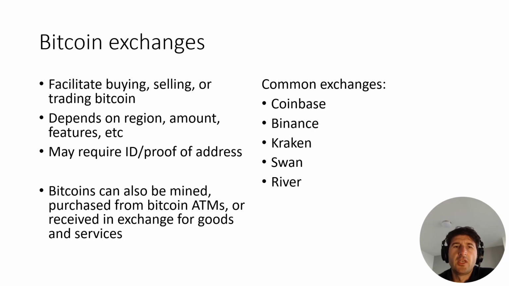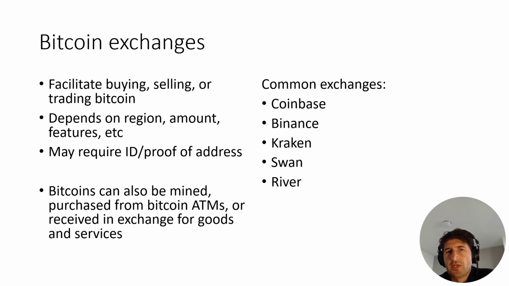Bitcoin exchanges are websites or companies or apps that facilitate buying, selling, or trading Bitcoin. It just helps match the buyers and the sellers. And what exchanges you might be using depends on your region, the amount of Bitcoin you're trading, and what other features you need. Sometimes exchanges will require an ID or proof of address. It's not part of the Bitcoin system. It's based on the regulations in the area that the exchange is based.